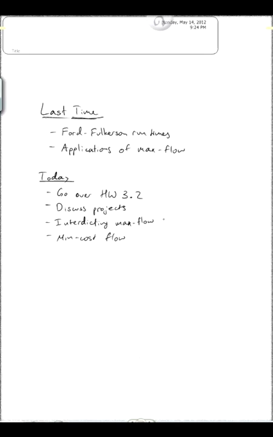And then the long-term plan is, after we talk about interdicting max flow, to go on to discuss min-cost flow for a little bit. And when we're done with that, we'll go back to looking at some applications of max flow, etc. So that's the plan for today's lecture. Let's get started by going over this homework assignment 3.2.